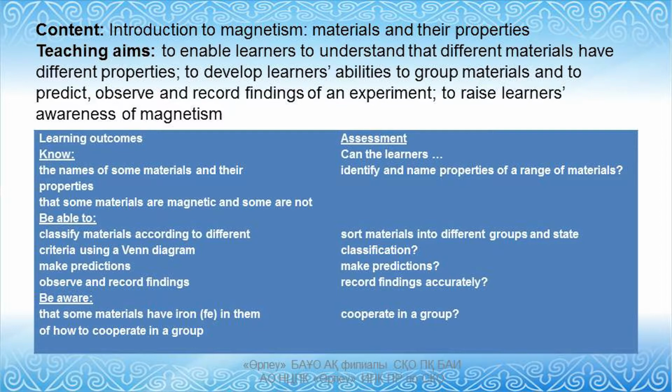So, learning outcomes. Learners should know the names of some materials and their properties, and that some materials are magnetic and some are not. Next, learners should be able to classify materials according to different criteria using a Venn diagram, and make predictions, observe and record findings. And also, according to learning outcomes, learners should be aware that some materials have iron in them and aware of how to cooperate in a group.